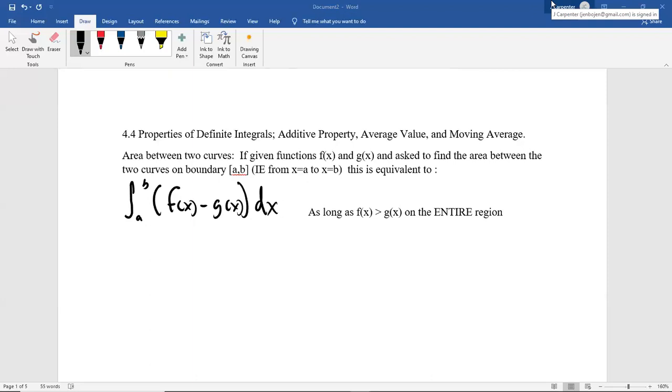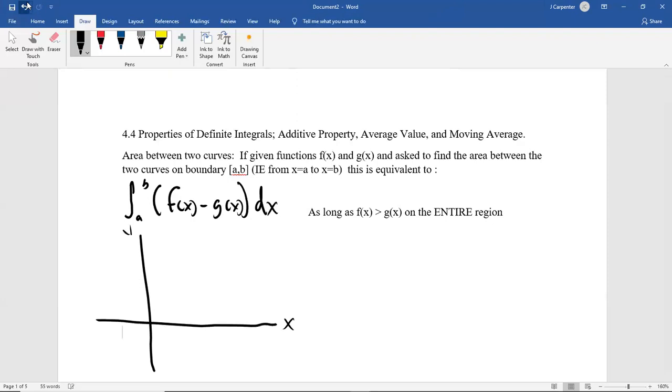But here's the picture I said we'd get to. And we're just going to keep this mostly in the non-slanted first quadrant. So let's do f of x in red. So here's our f of x. And let's do g of x in blue.